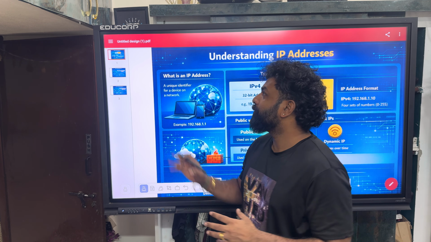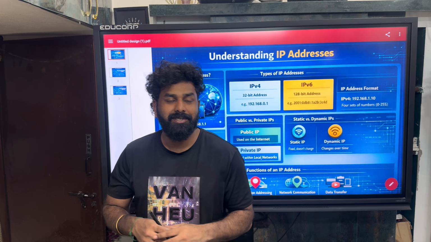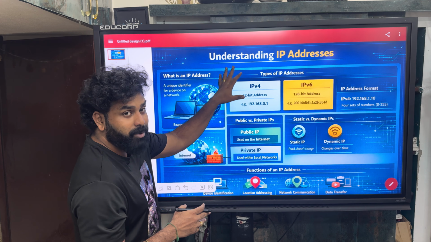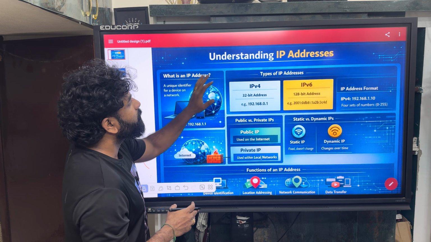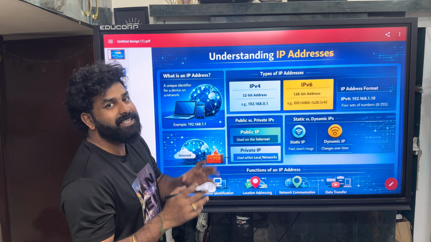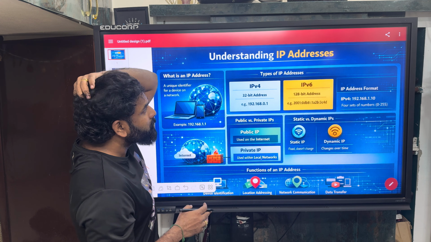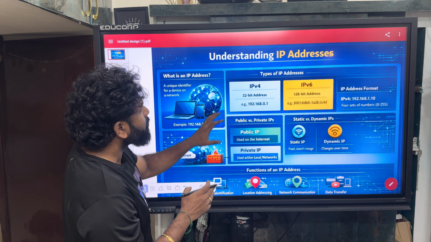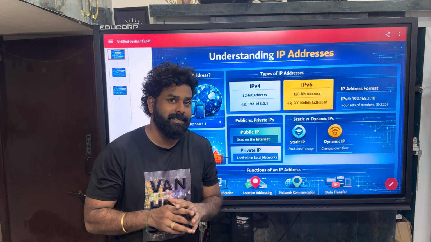In this session, we will talk about IP addresses. We'll talk about three addresses in networking. One is your IP address, second is your MAC address, and third one is your IPv6 addresses. So we'll start with the first one, that's termed as your IPv4 addresses.